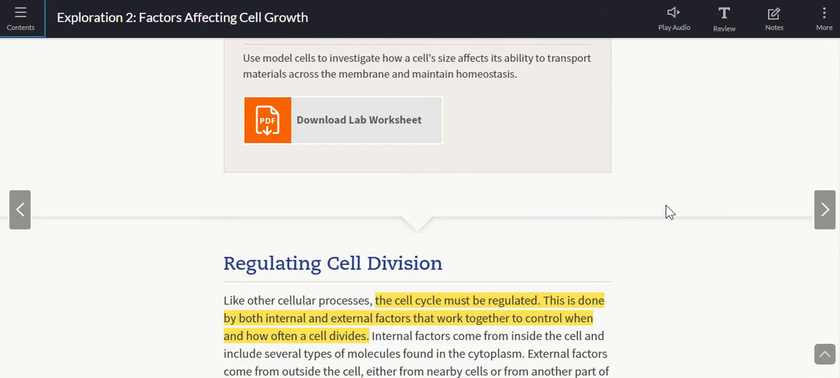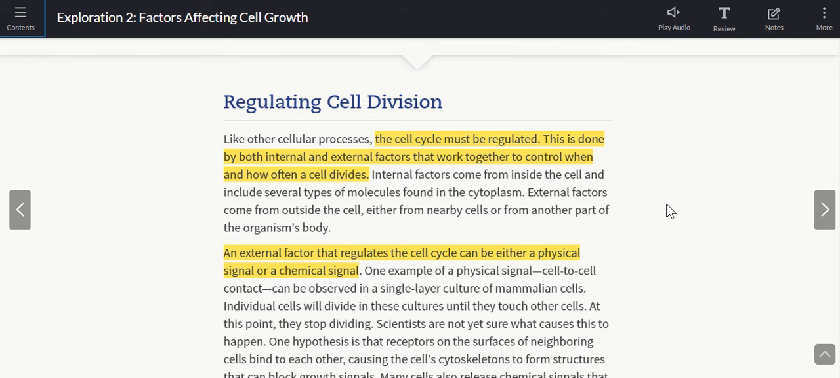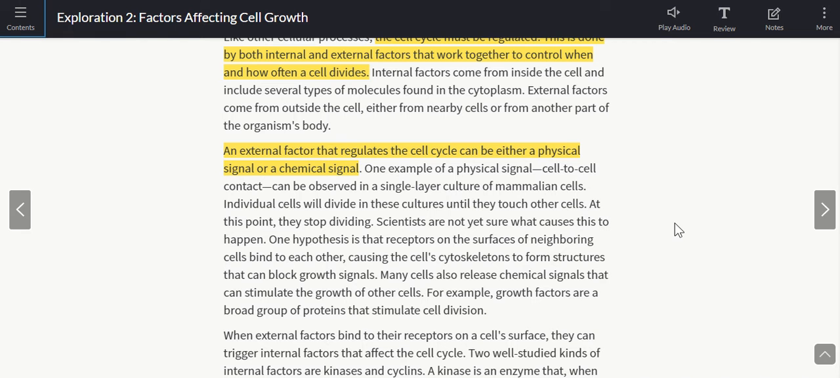All right. Now, this process of cell division is regulated, and that's a good thing too, because one of the major problems that can occur in our bodies is an unregulated cell division, and we'll talk about that in just a second. But there are basically two different factors that control how fast and how often your cells divide, and they can be internal and external factors.